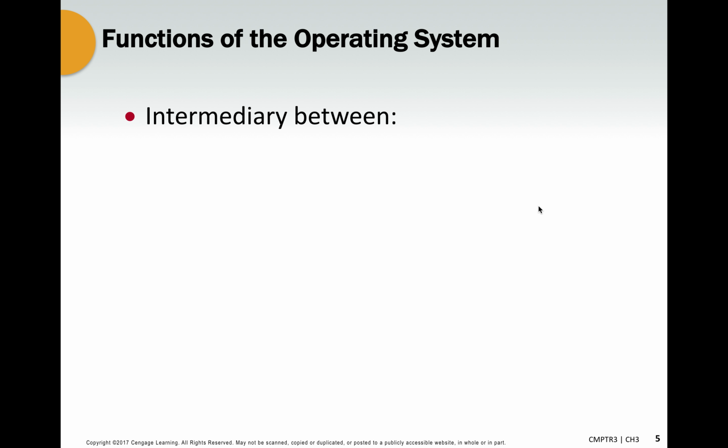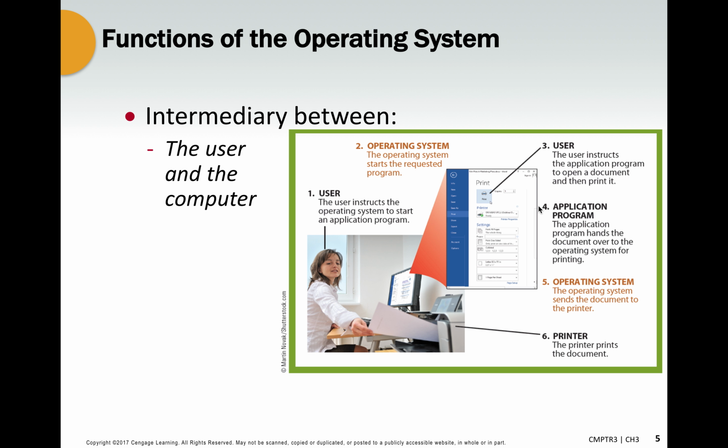So the function of the operating system is basically an intermediary between the user and the computer. It goes through this process here. We have the user who gives the instructions for the operating system to start an application, like whenever you click on an application. And then the operating system starts the program that's requested. So here you see an example of that. The user.